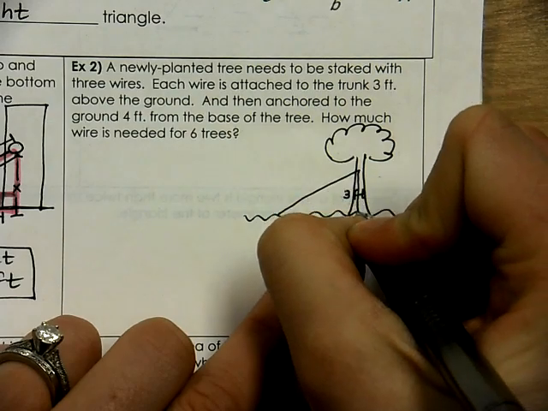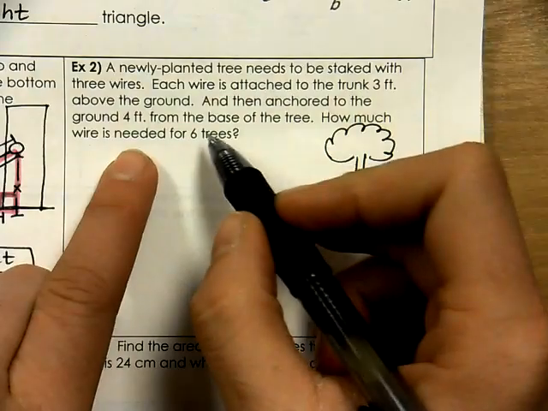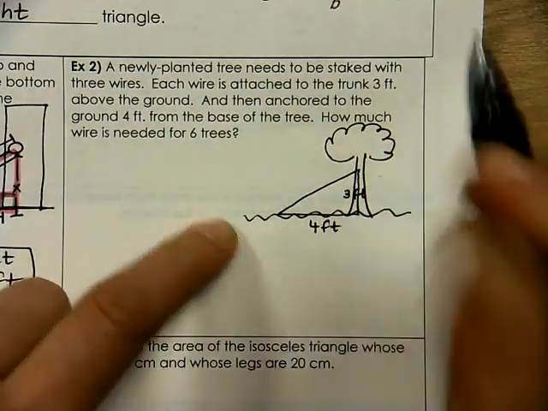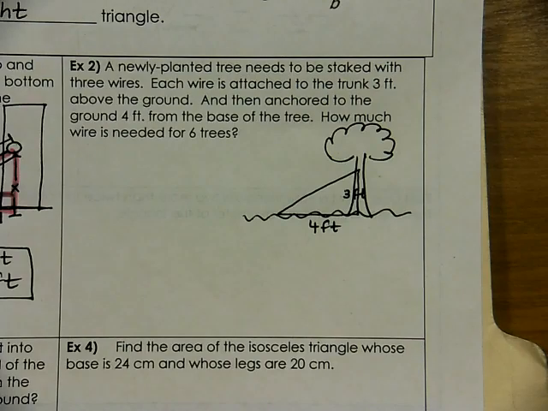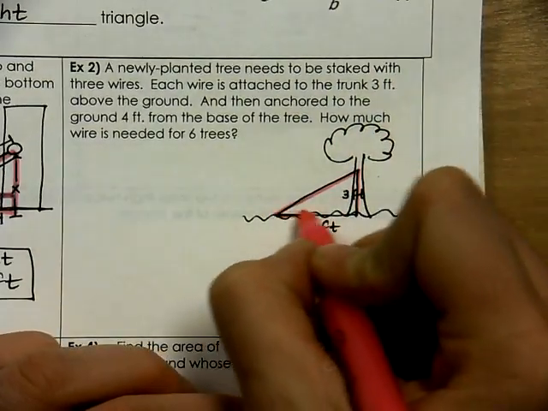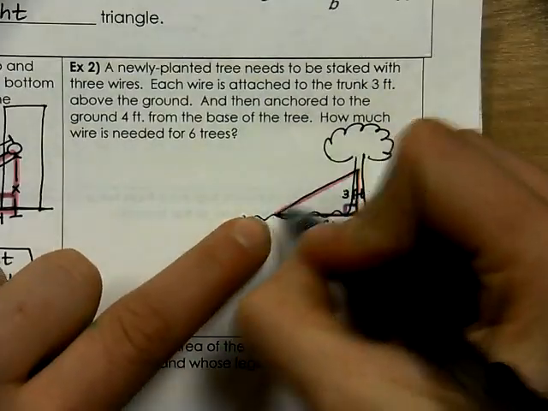And yep, already I can kind of see this right triangle forming. And then anchor to the ground 4 feet from the base of the tree. So this guy right here is 4 feet. So here is my right triangle again. I got my hypotenuse is where the wire is. And there you go. All right. It says how much wire is needed for 6 trees. Okay, I'm just going to figure out the length of this wire.